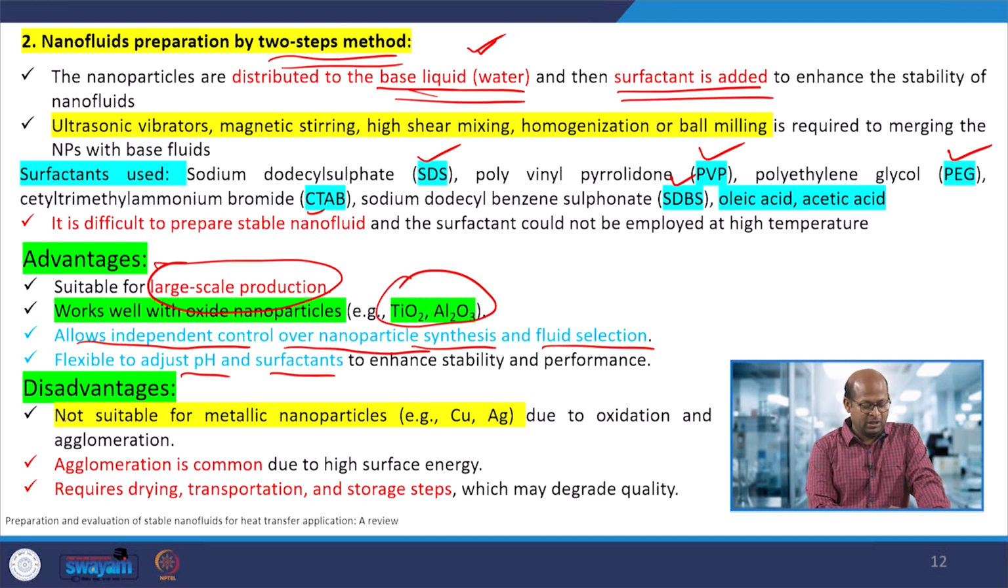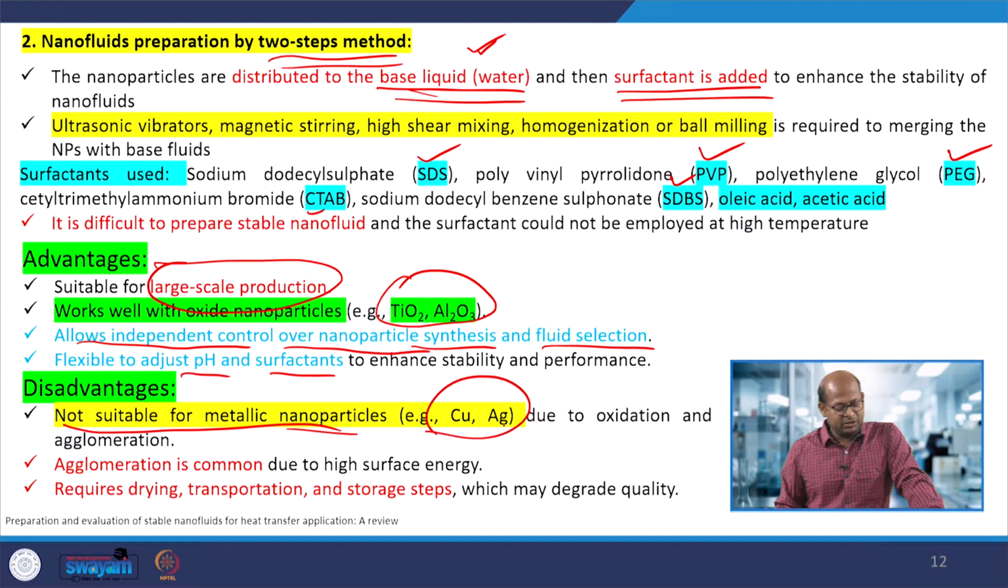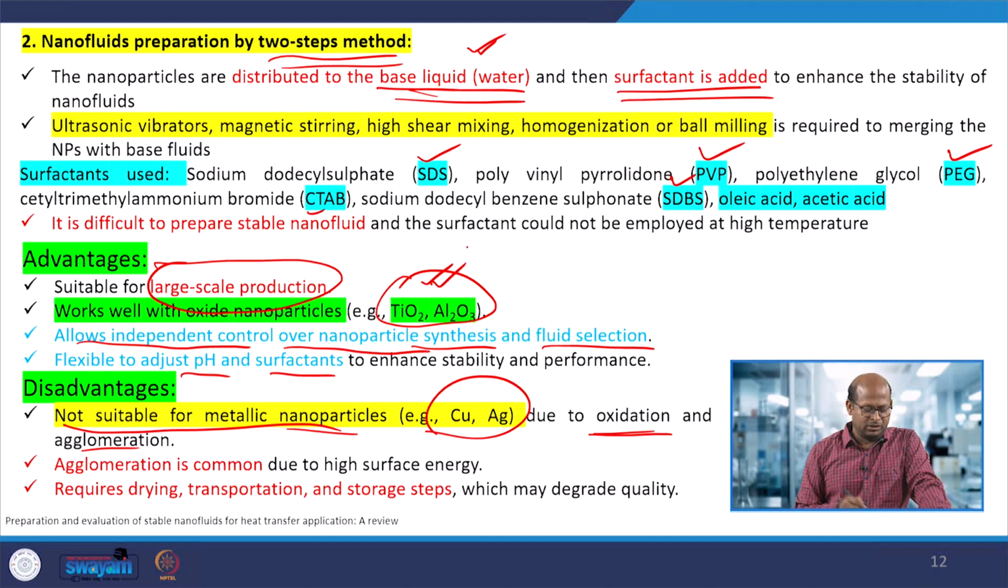Okay, so here are some disadvantages. If you use metal-based nanoparticles, they are not suitable for the two-step method. Oxidation or agglomeration is possible here. Since metal nanoparticles are very small in size, they may easily get oxidized. Therefore, this is not suitable. If we use metal oxides, then the two-step method is good.